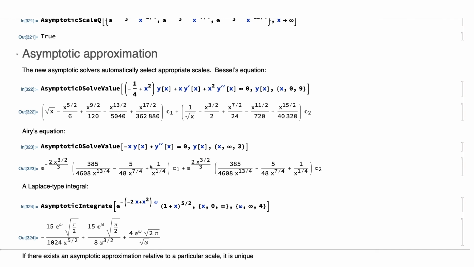And where did these come from? Well, just very briefly, we have these new asymptotic solvers, DSolveValue, AsymptoticIntegrate and AsymptoticSolve, and they produce answers. What they do is they choose an appropriate asymptotic scale, and then they expand in that scale. And what it means to expand in that scale is that, if there is an expansion using the scale, there may not be, but if there is one, it's unique. That's what it means to have an asymptotic expansion with respect to this scale.